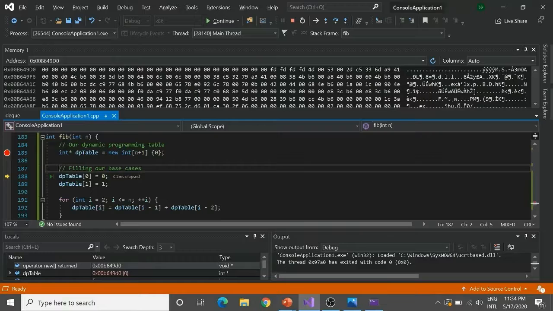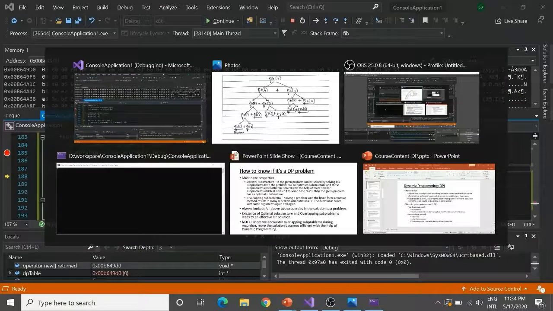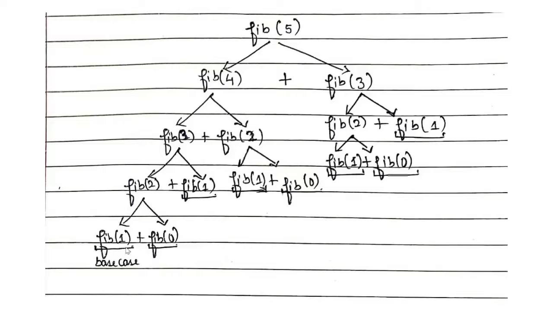And what do we mean by bottom-up? By bottom-up, we mean that the first thing we fill in our DP matrix is our base cases. So what were the base cases we were having? We were having base cases of Fibonacci 0 and Fibonacci 1. So we will be filling in the solutions to these two values, and then we will start moving up in our tree, hence bottom-up. And in our memoization approach, we came top-down.